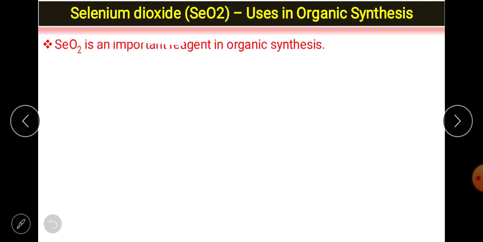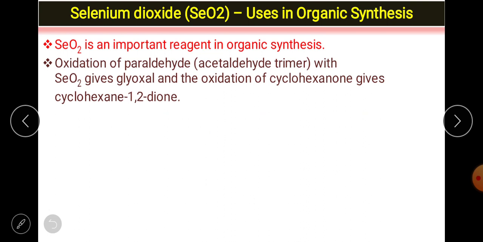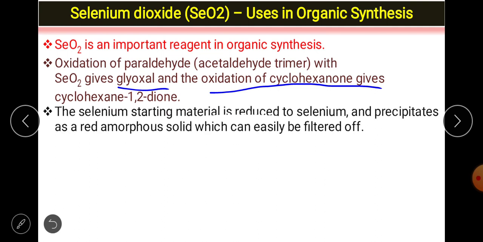Now, what are the uses of selenium dioxide in organic synthesis? SeO2 is an important reagent in organic synthesis, used particularly for oxidation. Paraldehyde, an acetaldehyde trimer, with SeO2 gives glyoxal. The second most important application is that cyclohexanone gives cyclohexane-1,2-dione. So basically, conjugated carbonyls can be prepared from simple carbonyls. This is the best application of selenium dioxide.